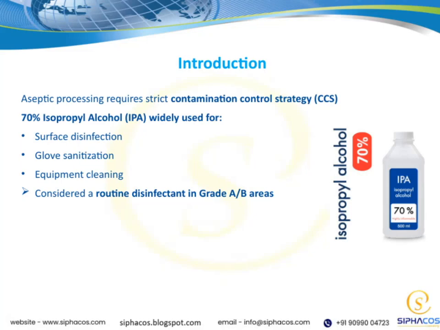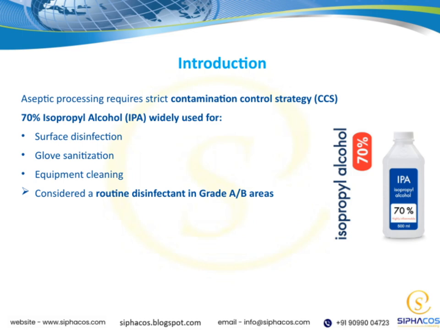Let's start with the introduction. Aseptic processing is all about maintaining a sterile environment, and that requires a very strict contamination control strategy, or CCS. This is essential to ensure product safety and quality. One of the most widely used disinfectants in these settings is 70% isopropyl alcohol, or IPA. It plays a crucial role in surface disinfection, helping to eliminate potential contaminants on work surfaces.